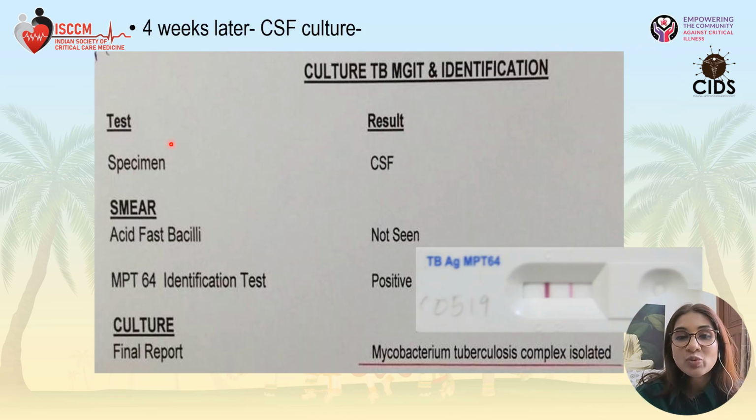Now, in the same patient who had presented with meningoencephalitis, the CSF culture had grown AFB, and it was identified with the help of this rapid MPT64 antigen test, which identified it as the MTB complex.